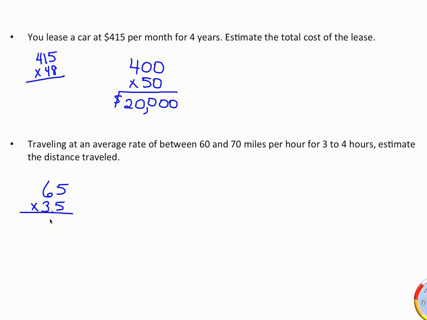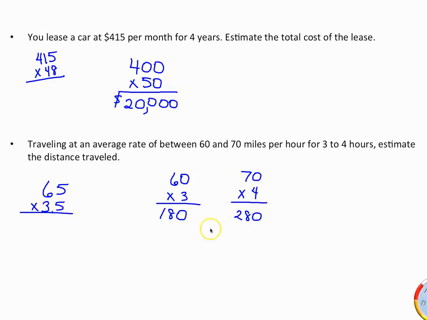So something else I might think about is that, hey, the slowest I ever went was 60 miles per hour, right? And the shortest time was 3 hours. That calculation I can do very easily. I know that that tells me that the shortest distance I could have traveled is 180 miles. By that same thought process, the farthest distance I could have traveled would have been going 70 miles per hour for 4 hours, or in other words, 280 miles.